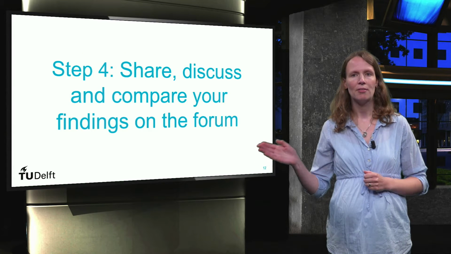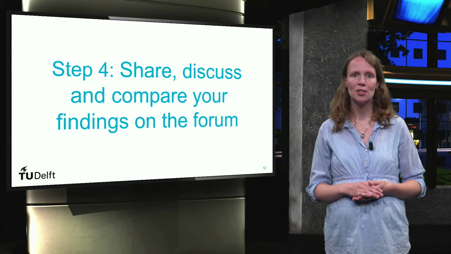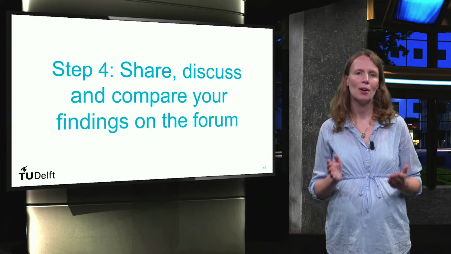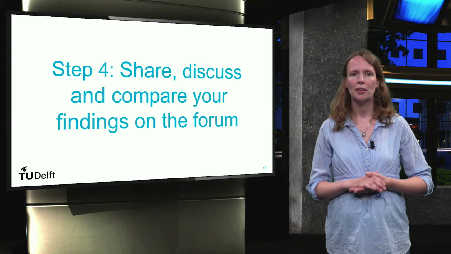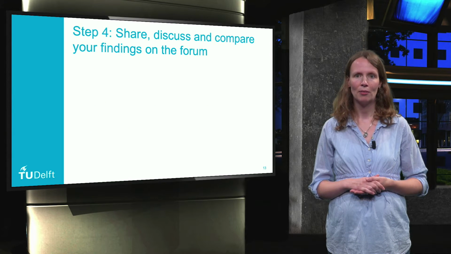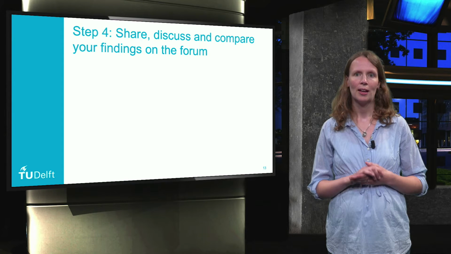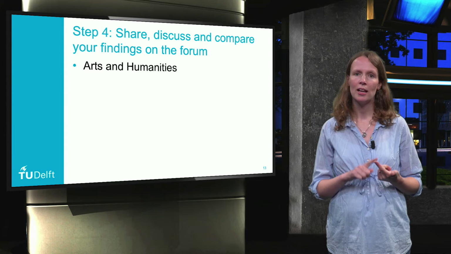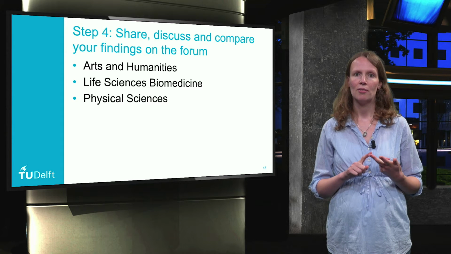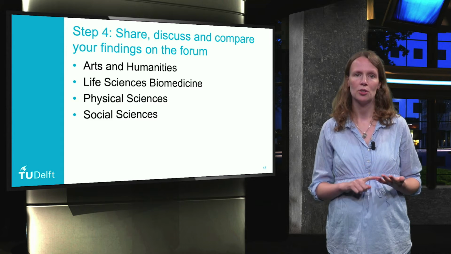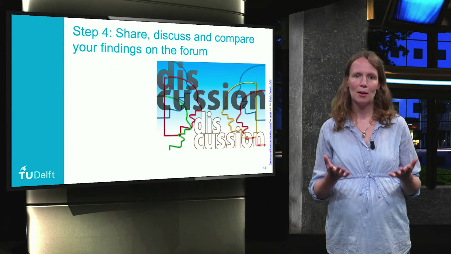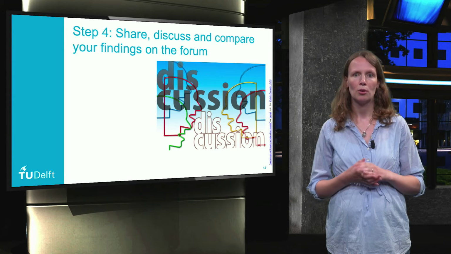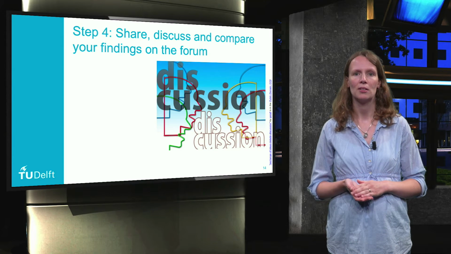Then, in the 4th and final step of this assignment, you will share, discuss and compare your findings from step 3 on the forum. This should take about 45 minutes. On the forum, clearly indicate the discipline where your selected journals come from and choose the right scientific area on the forum. Arts and humanities, life sciences, biomedicine, physical sciences, social sciences or technology. This enables you to compare your findings to those of other course participants from similar and other scientific disciplines.